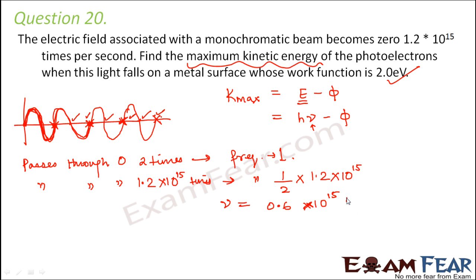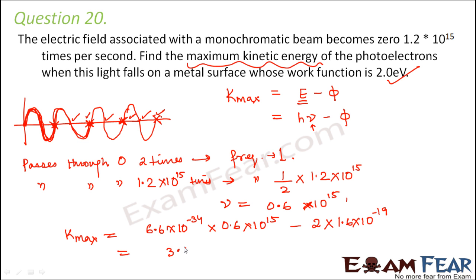Now that you know the value of frequency, everything becomes very simple. Now you can calculate K max, which is equal to h nu, that is 6.6 into 10 to the power minus 34 into 0.6 into 10 to the power 15, minus phi, which is given as 2 electron volts. We will convert it into joules, so we multiply it by 1.6 into 10 to the power minus 19. So this is equal to 3.96 into 10 to the power minus 19 minus 3.2 into 10 to the power minus 19. This is equal to 0.76 into 10 to the power minus 19 joules.